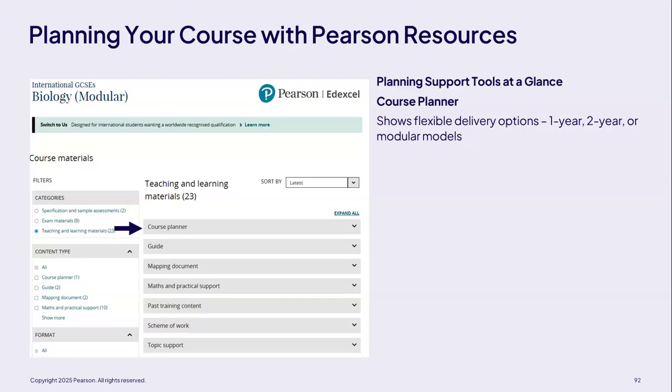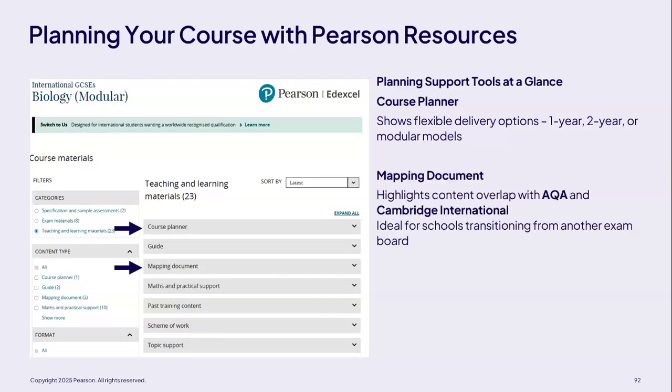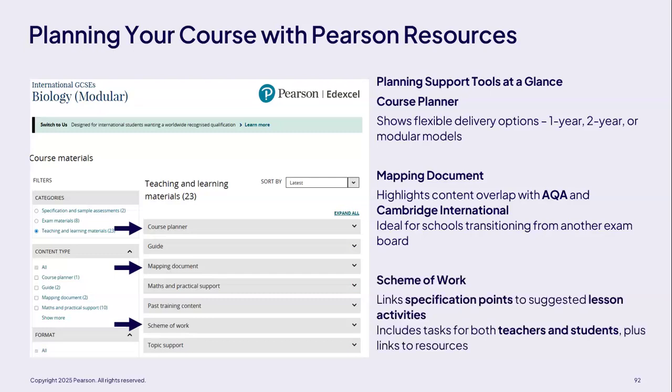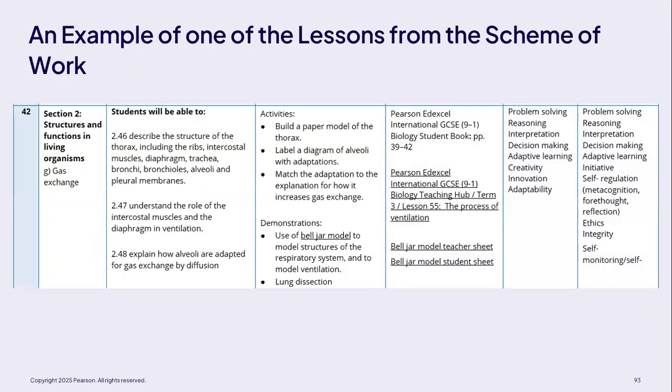So you've got a course planner that shows you flexible delivery options. You've got a mapping document, which helps you transition from another exam board. The scheme of work actually lists the specification points to suggested lesson activities, and it's got links to resources. So this is an example of one of the lessons from the scheme of work. It tells you what students should be able to do at the end of the lesson, links it to the specification point, the learning objectives, what they will be able to do, the activities to help achieve these learning objectives, and then links to resources, and other skills that can be covered in the lesson.